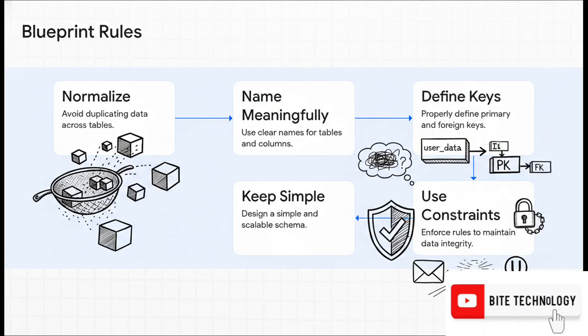Second, please use clear, meaningful names. Student name is so much better than something generic like call 1. Third, and this is so important, define your keys properly. Every room needs its unique number, and the hallways have to connect to the right places. Fourth, use constraints to enforce rules, like making sure every email address is unique. And finally, always design with the future in mind. Keep it simple, but build it to grow.